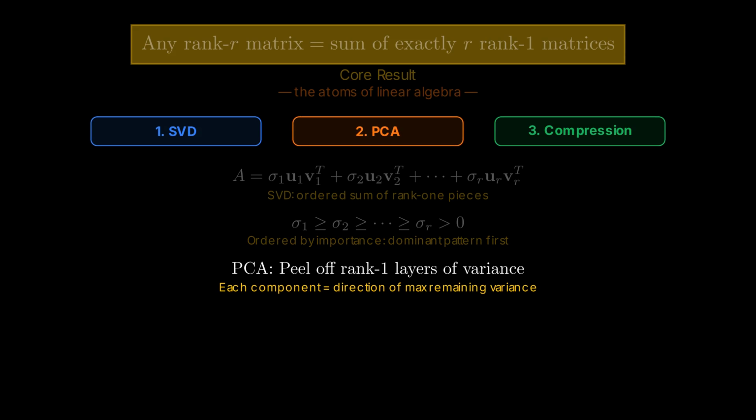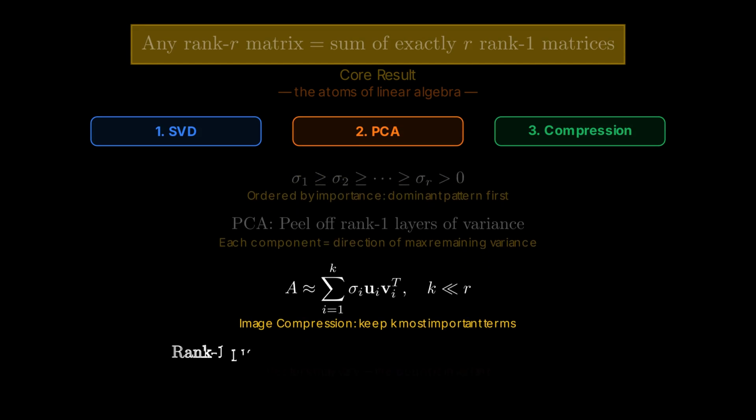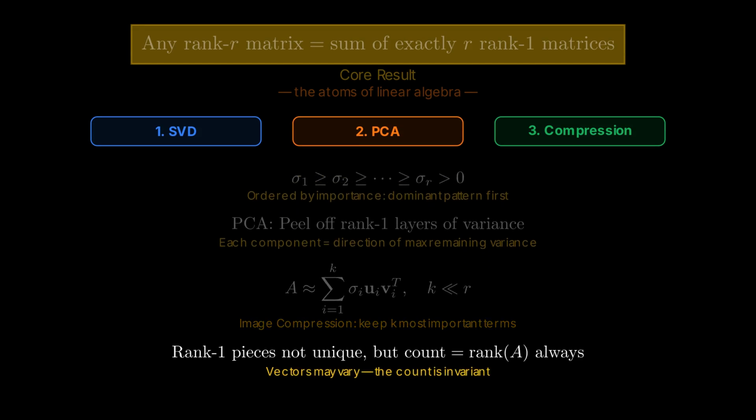Second, principal component analysis, or PCA, used throughout data science. PCA peels off rank 1 layers of variance from a data cloud, one at a time. Each layer captures the direction of greatest remaining variation. Third, image compression. Here we keep the most important rank 1 terms and discard the rest, storing a massive image with far less data. The first rank 1 layer gives a blurry approximation, and as more layers are added, the image sharpens. Now, the specific rank 1 pieces are not unique.